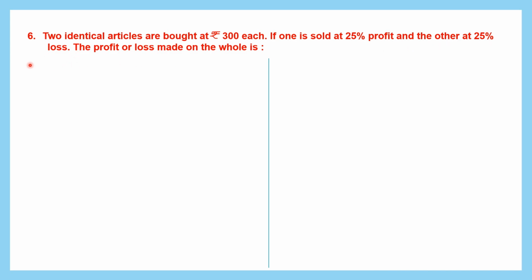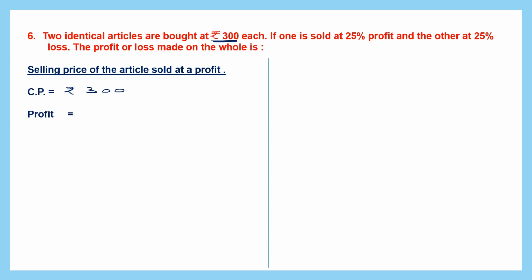So now let's do this slowly and carefully. First, let's look at the selling price of the article which is sold at a profit. So first we're going to find the selling price of this article. So cost price is given to us. Already it's given to us. This is 300 rupees. So cost price is 300 rupees. Then the profit is 25% of this. That is 25% of 300.